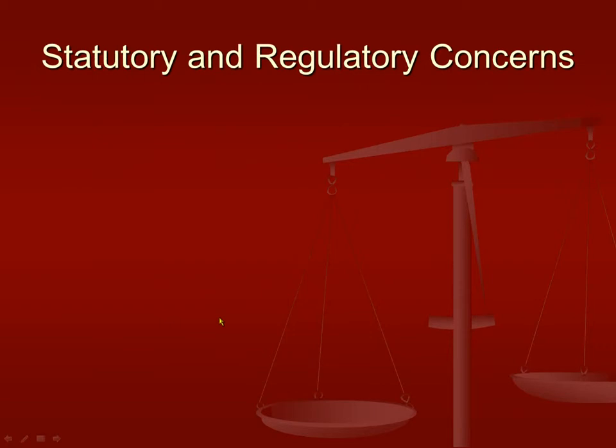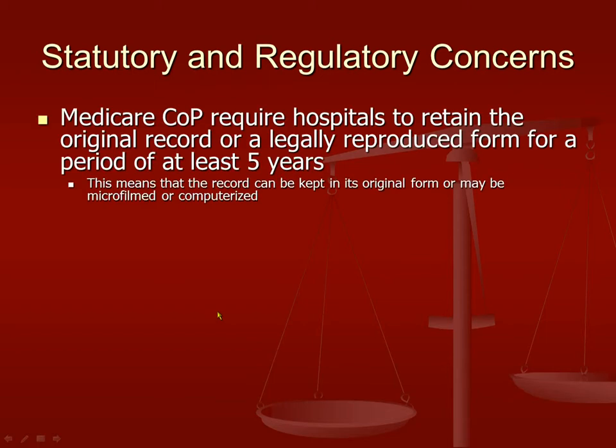Now, the first that was mentioned is statutory and regulatory concerns. So laws and regulations. Now, the conditions of participation are specific, and they require hospitals to retain original records or a legally reproduced form of a record for at least 5 years. So Medicare says 5 years you have to keep a record. Now, this means that the record can be kept in its original form. For example, if it's paper, we can keep it in the paper form, or we may take it from the paper and put it on microfilm, or from the paper and computerize it, or it may have been computerized to start with, but it has to be kept for at least 5 years.